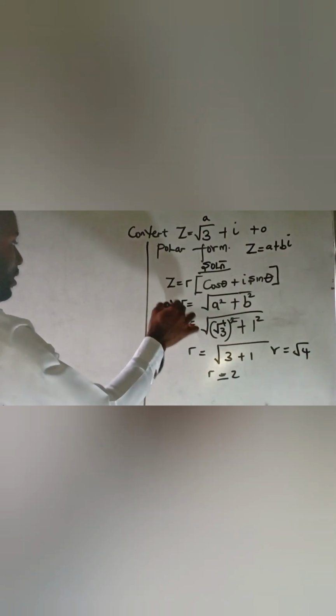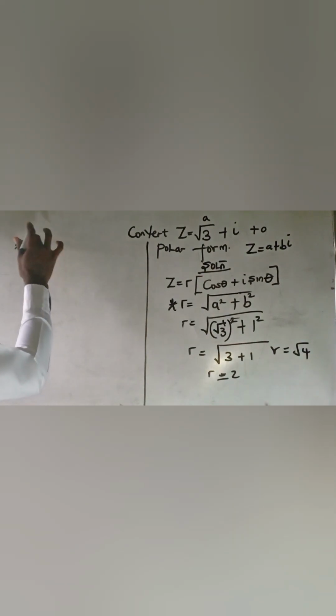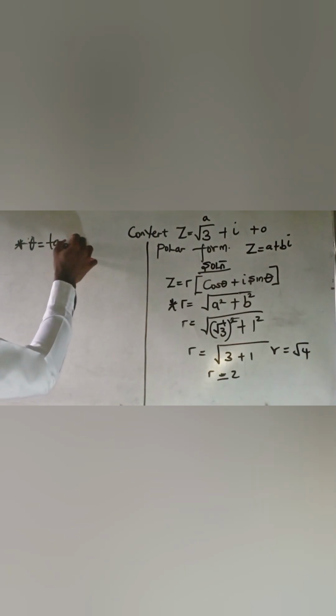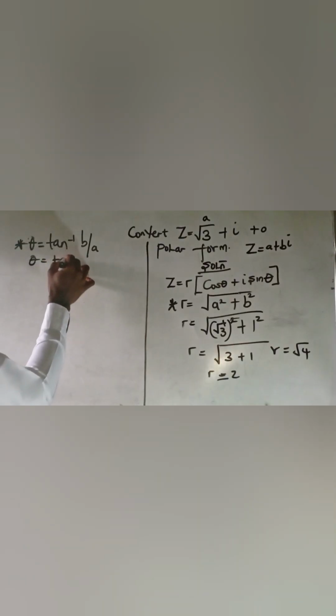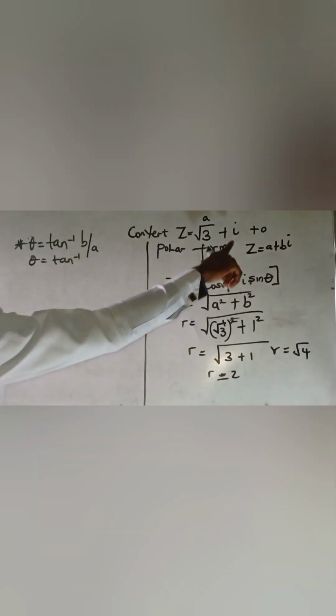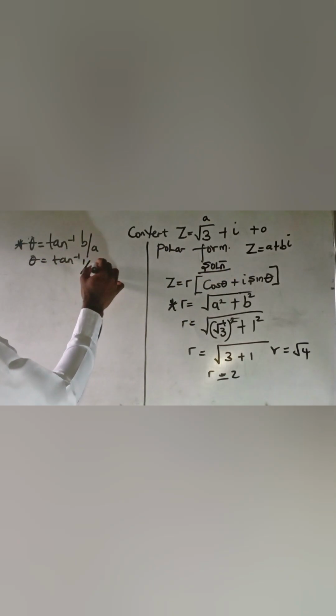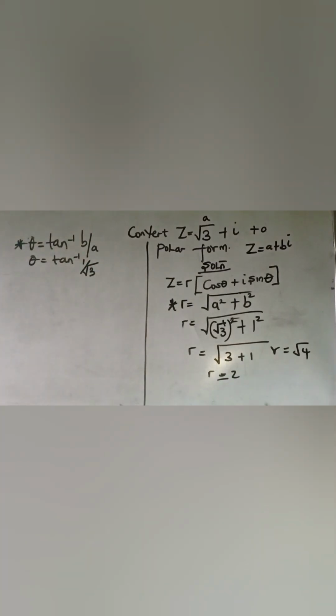Step 2. Remember that you have 2 steps. Step 1 is how to find the modulus, and step 2 is how to find the amplitude or argument. So theta, which is the amplitude or the argument, is equal to the tan inverse of b all over a. Tan inverse of b all over a. So tan inverse of b is what? Check, my b is 1 divided by square root of 3.